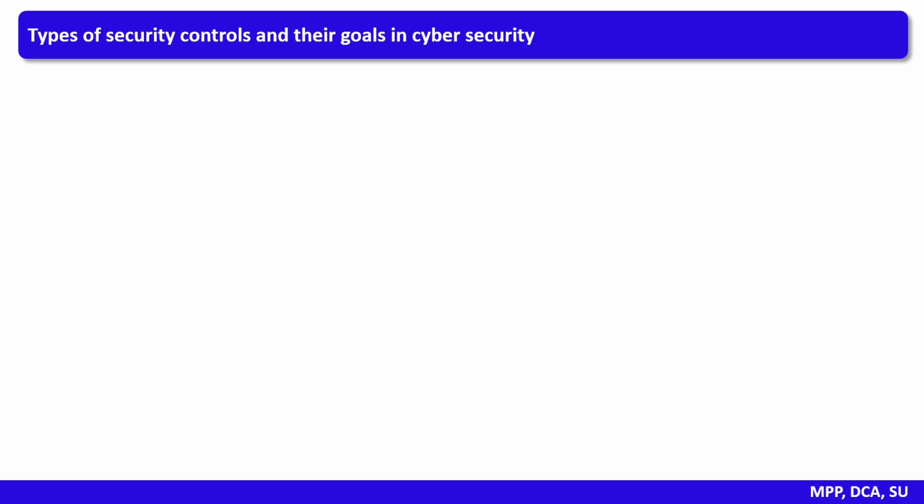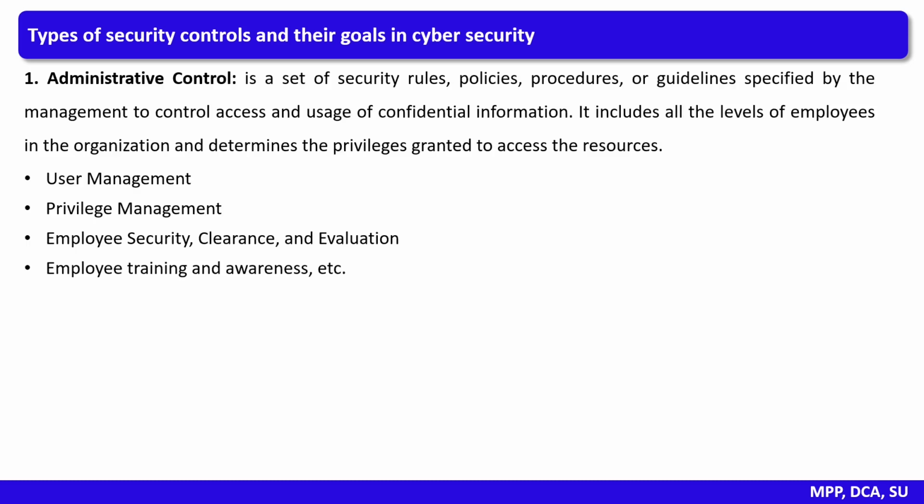Now let us discuss different types of security controls and their goals in cybersecurity. Identifiably, there are three different types of security controls. These are administrative control, physical control, and technical control. Now let us learn about these three types of security controls in greater detail. To start with, let us try and understand administrative control.